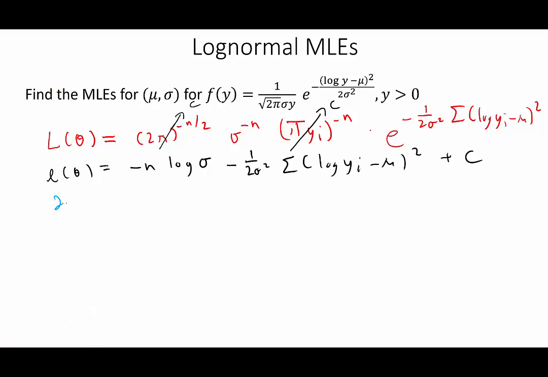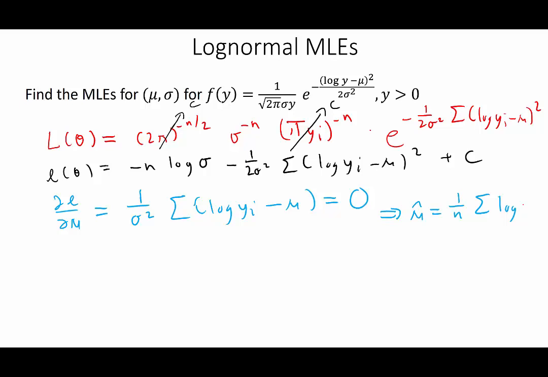I would need to take dl d theta, which in our case is a two-dimensional vector of mu and sigma, so dl d mu, right? The first term in l of theta doesn't depend on mu, the second does. When I differentiate that using the product rule, I'm going to get 1 over sigma squared times a sum of log yi minus mu. Setting that equal to 0 implies that the MLE for mu is 1 over n times the sum of the log yi's, where that sum is ranging over all data points.